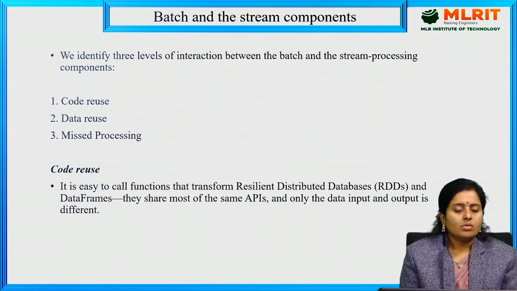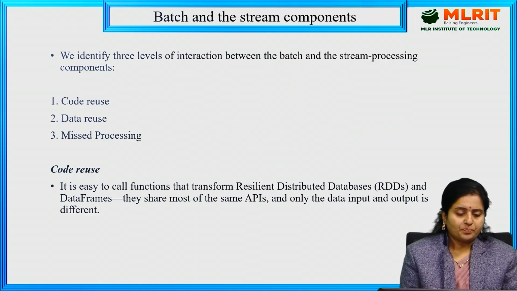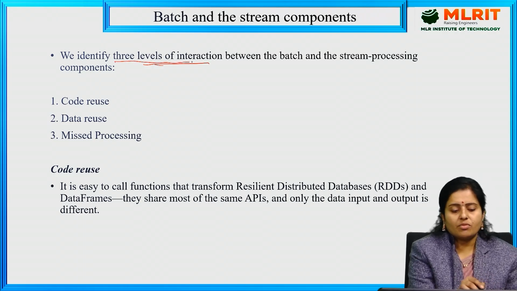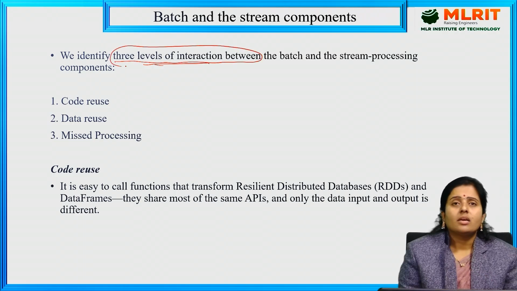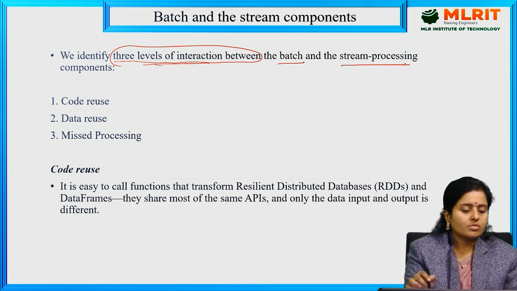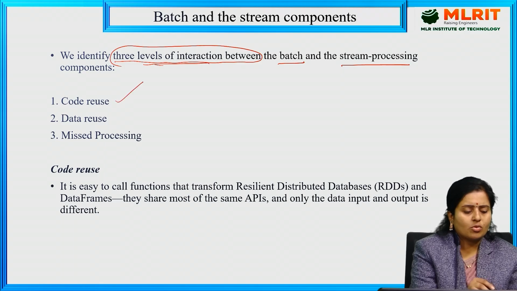So what is the difference between batch and stream processing? How are they interacting with each other? We have identified three levels of interaction between the batch and streaming processing components. What are those three interaction levels? The first one is code reusage.